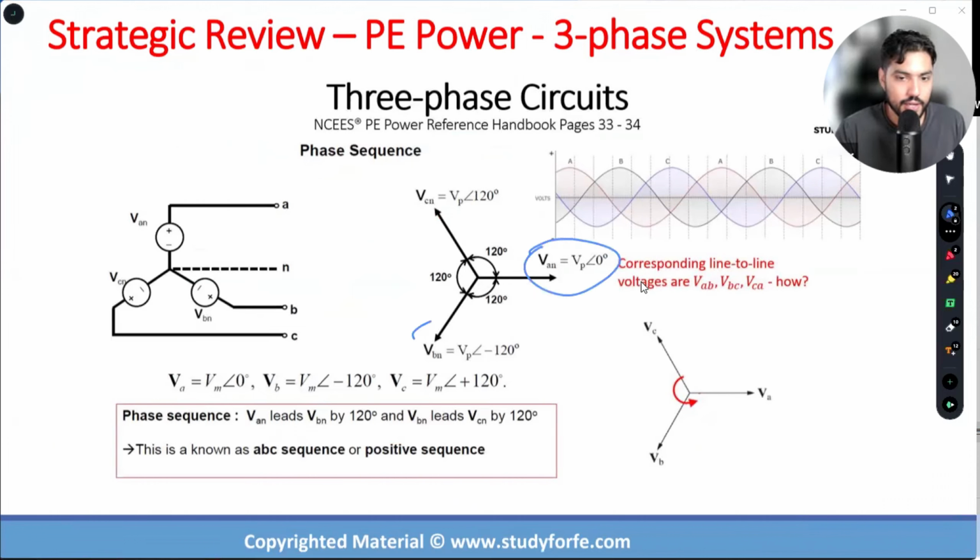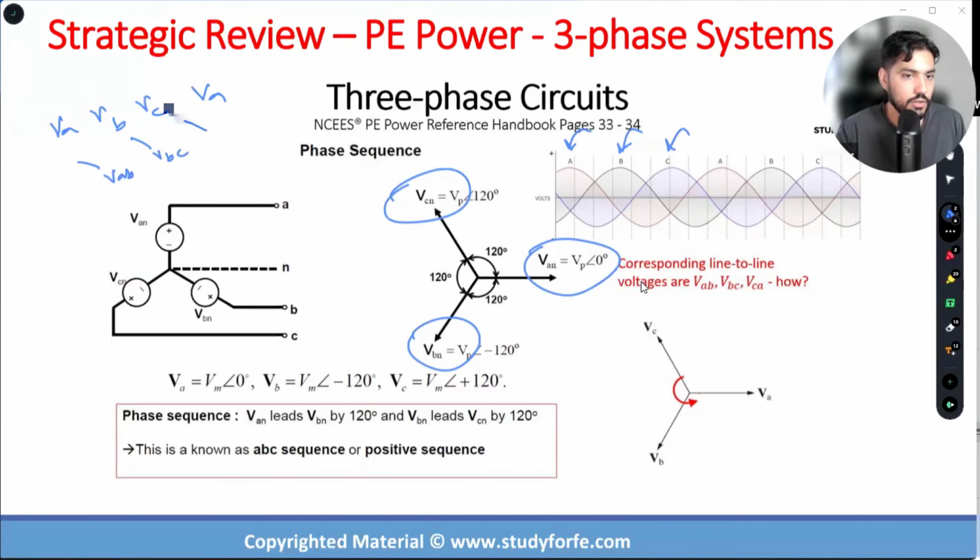So phase A is being followed by B, is being followed by C, right? So you see the peak of A and then B and then C, and it keeps on repeating. So the voltages that we encounter over here, if we have VA, VB, VC, very quickly again, you have VAB, you have VBC, and then you have VCA, which is VC minus VA. Okay, and this voltage corresponds to this, corresponds to this, corresponds to this.